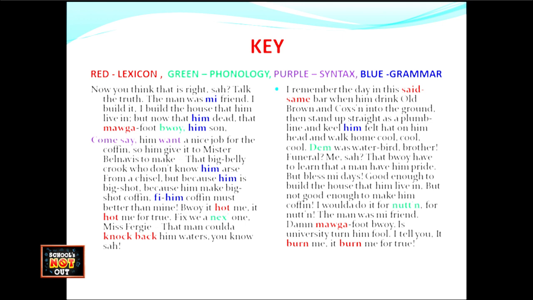Then we have in purple the syntax. And the example there would be the serial verb construction: come, say, want. And in blue, again, we have him. So my friend, first of all, would be my. Then we have him dead, him son, him is, him felt hot. So these are actual English words, but they are not used as the correct pronoun, not used as how we would use them in standard English as the pronouns he or his.